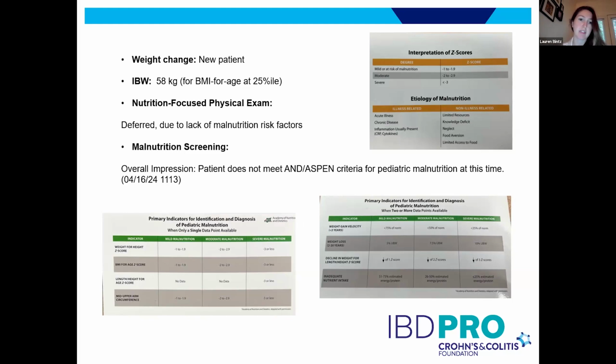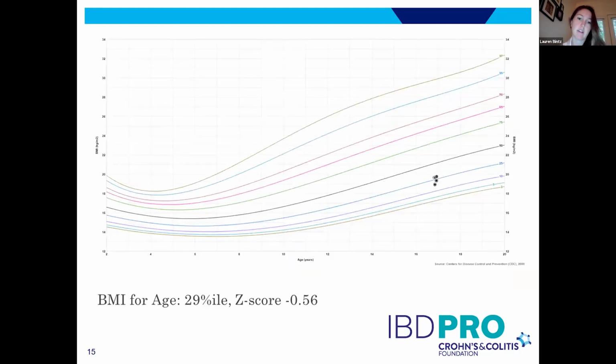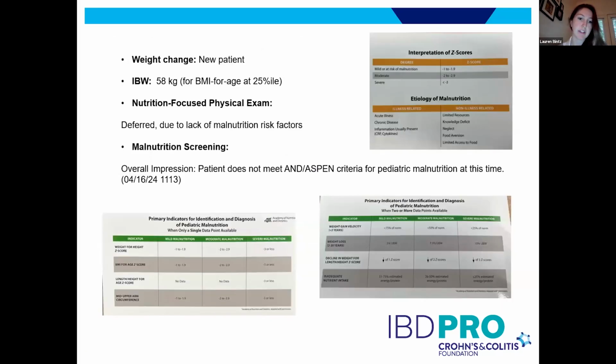Our patient was at a Z-score of -0.5 with BMI for age at the 29th percentile. So he did not meet criteria. He was also eating quite a bit of food, around 4,000 calories a day. So I did not think he met criteria.